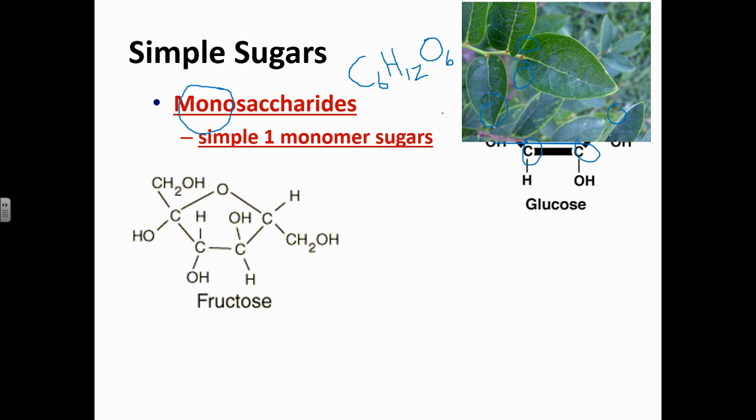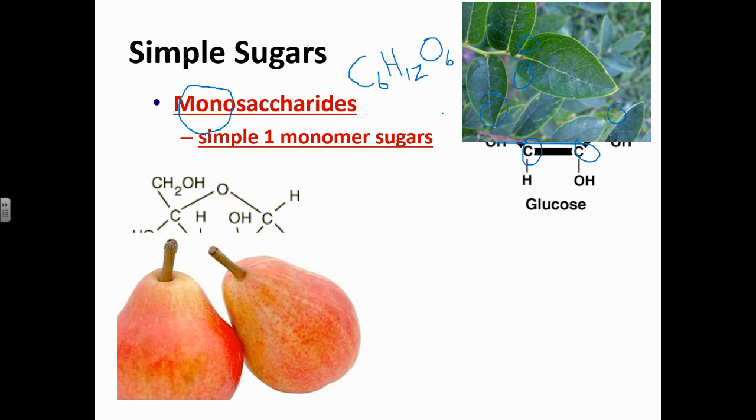A second type of monosaccharide is fructose. Again, we could go through. It has 6 carbons, 12 hydrogens, and 6 oxygens. This monomer is the sugar that's found in fruits.